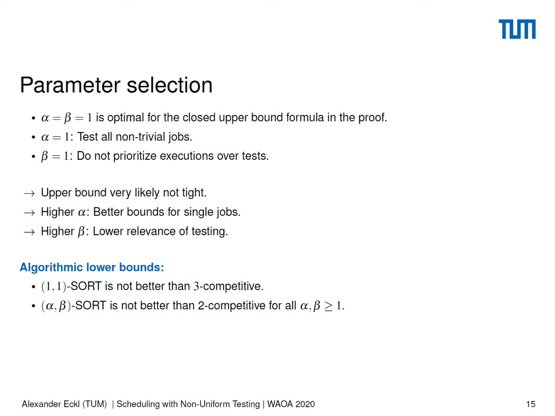In order to better judge the performance of our 4 competitive algorithm, we have also proven some algorithmic lower bounds. Because of the somewhat unexpected choice of parameters for the 1-1 sort algorithm, we are able to prove that it is not better than 3 competitive. Additionally, we have also proven that alpha-beta sort for any choice of parameters alpha or beta larger or equal than 1 is not better than 2 competitive.